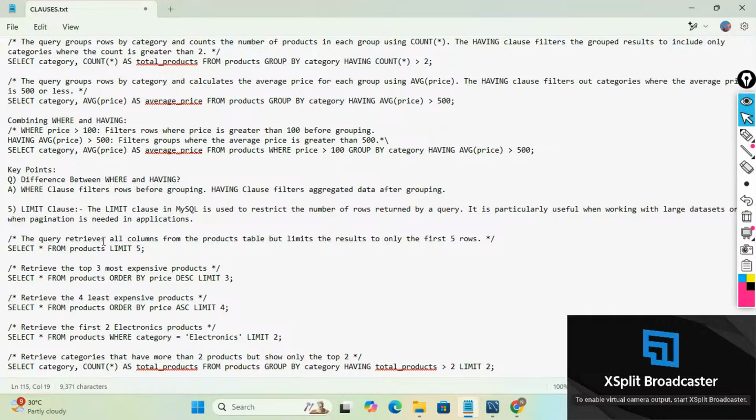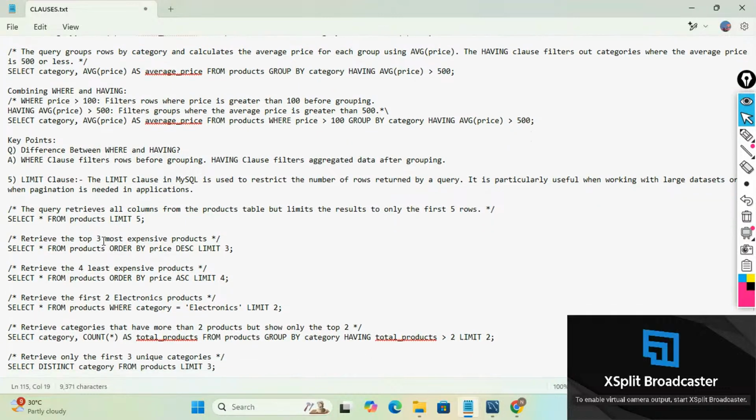Now we have limit clause coming into the picture. What does this limit clause exactly do? Limit clause helps us to restrict the number of records. When you are executing a query and you want to restrict some records, only this number of records I would like to have, then you go and use limit clause.